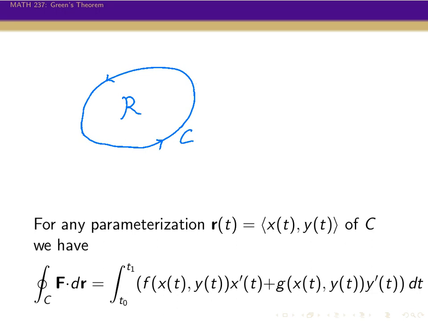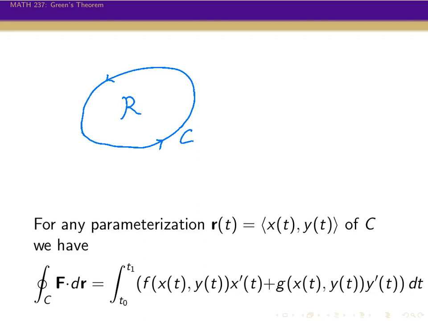Now we know from line integrals that we can take any parameterization of C that we want, right? And deep down, what the line integral is telling us is you take your parameterization, you plug it into the vector field, dot it with the derivative of the parameterization, and then integrate between the endpoints, and that's going to give it to you.